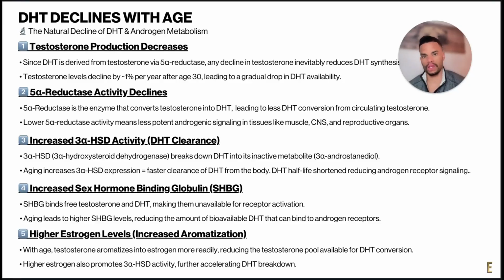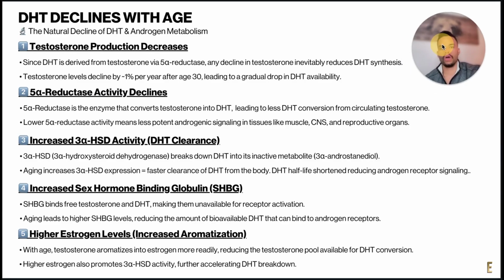One of the many unfortunate things about aging is that DHT will also decline with age. Testosterone production decreases. So since DHT is derived from testosterone via 5-alpha reductase, any decline in testosterone will inevitably reduce DHT synthesis. There's simply less raw material for the body to work with to produce DHT. So testosterone levels will naturally decline by about 1% per year after age 30, which leads to a gradual drop in DHT availability. The second phase of this is that 5-alpha reductase activity declines.